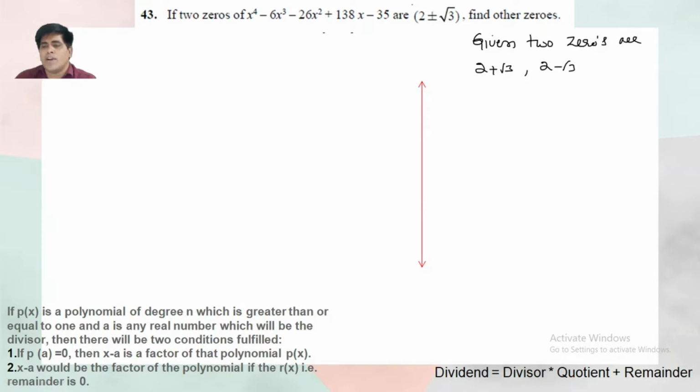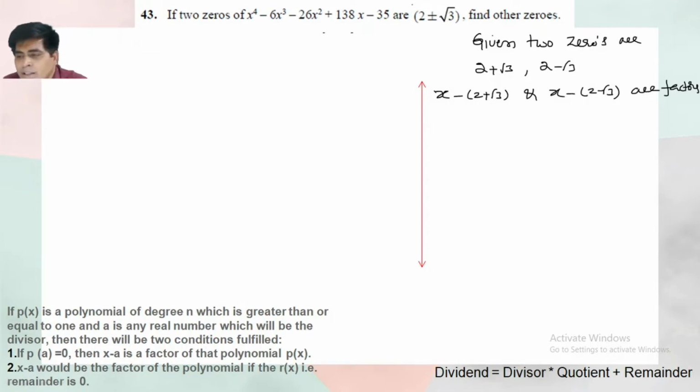How to convert into factors? Simple. X minus that first zero and x minus that second zero are the factors. If A is a zero, x minus A is the factor. If minus A is the zero, x plus A is the factor. Already you learned these concepts in the 9th class. So I have converted into the factors.